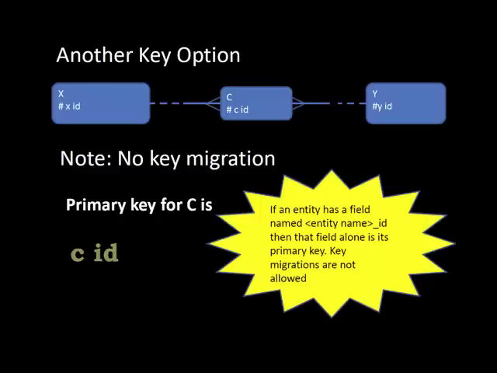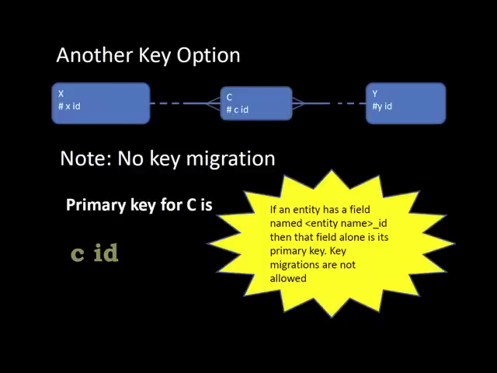So this is the point I was trying to make. If an entity has a field named entity name space ID, that's the way the book has it, then that's the primary key. So if you see a diagram in which you've got an entity C, it has its own primary key, hash and name of the entity ID, and then it also has tildes, what would that mean? It would mean the author screwed up. That's a mistake. That cannot happen because you're saying it has its own primary key and then you're having migrations. Unfortunately, that mistake exists in the book in a couple of places.